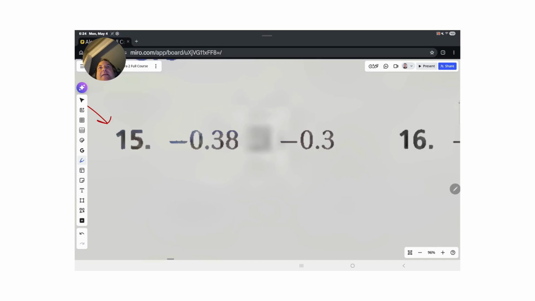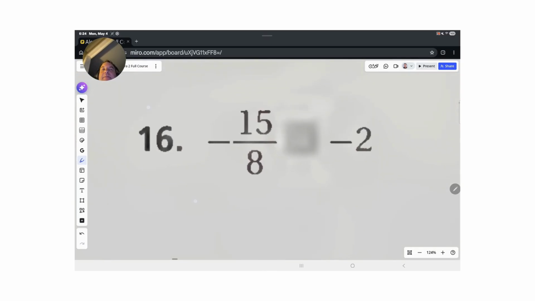And we can think of this as, for example, are you more in debt if you owe 30 cents or more in debt if you owe 38 cents? Because negatives can be thought of as debt in the real world, which is one real world context. So negative 0.38 is less than negative 0.3. Let's go to 16.